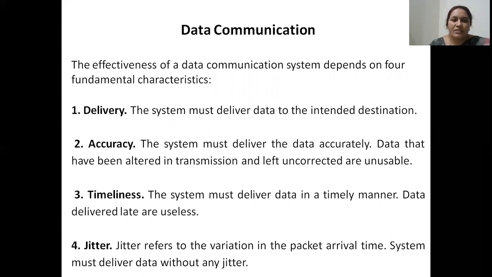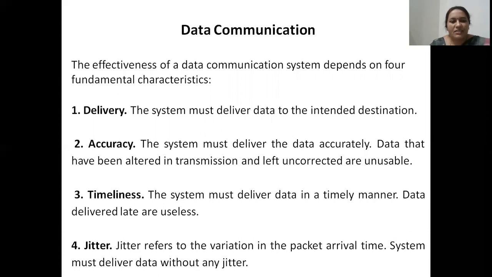The second characteristic is accuracy. The data communication system must deliver the data accurately. Whatever data is sent by the sender should be received exactly the same at the receiver. Any data which is corrupted or uncorrected will be unusable by the receiver. So accuracy is one important characteristic of data communication system.